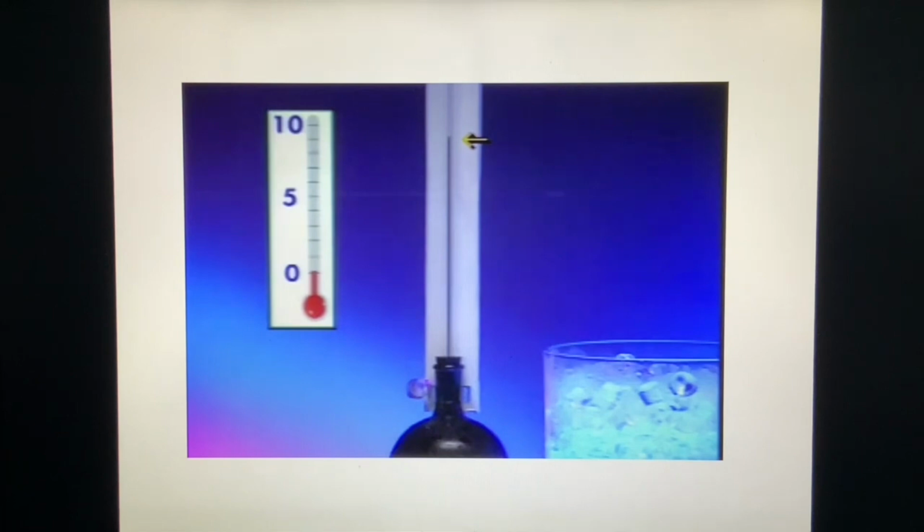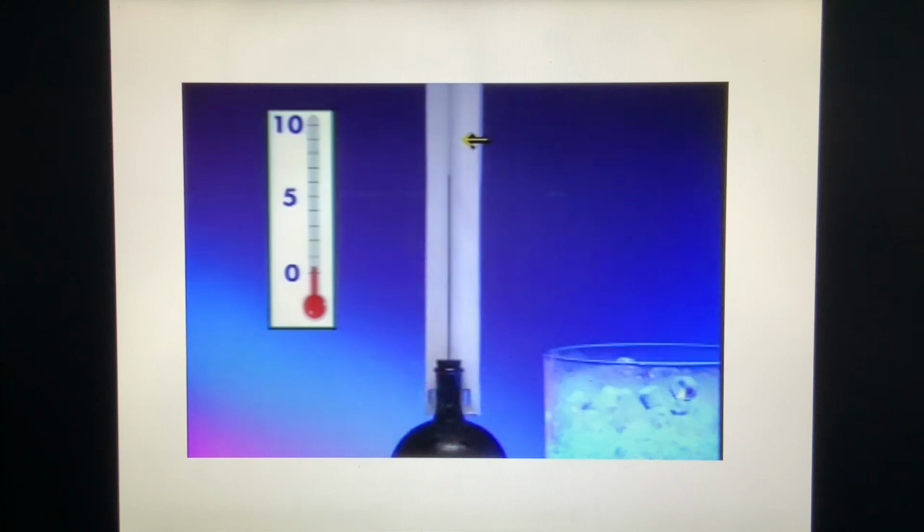We'll follow the water level in this capillary tube using time-lapse photography as the water temperature increases. The water level drops at first. The water is contracting as the temperature increases. When the temperature of the water reaches 4 degrees, normal expansion begins.